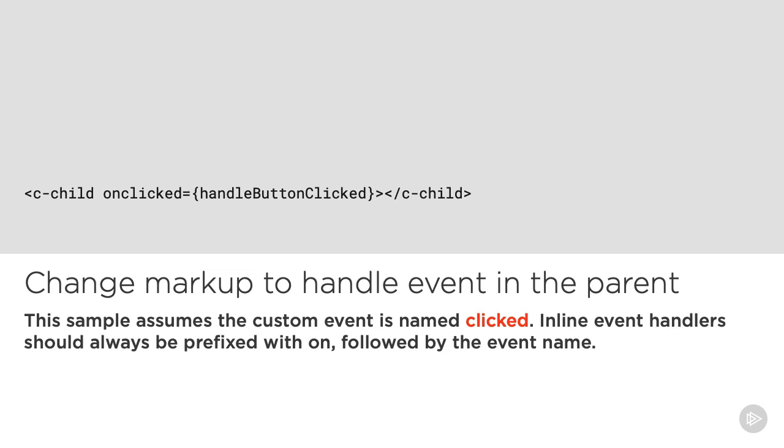For the first method, this is what the markup would look like. And if you had a custom event named clicked, notice that the event name is prefixed with the word on. Also notice that the event handler is surrounded by curly brackets and not single or double quotes.